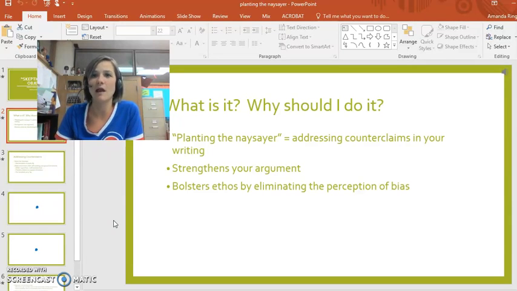One, it helps to strengthen our own argument when we can reply confidently against an opposing viewpoint. And it also helps to bolster our ethos or our credibility as a writer when we can show that we've considered all sides of an argument. So it essentially eliminates the perception of bias. Of course, we have our own opinions that we're biased against or biased for, I guess, but in showing that we are knowledgeable about other viewpoints, we don't appear as being closed-minded or single-minded in our argument.